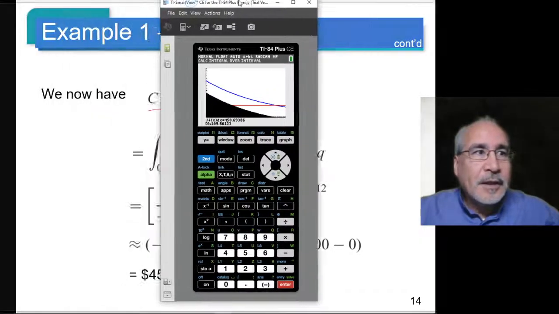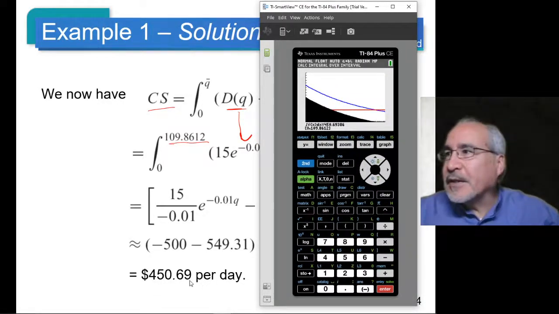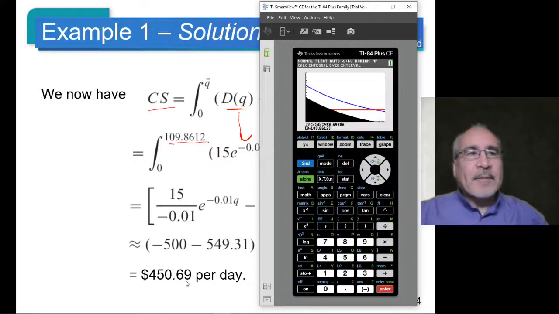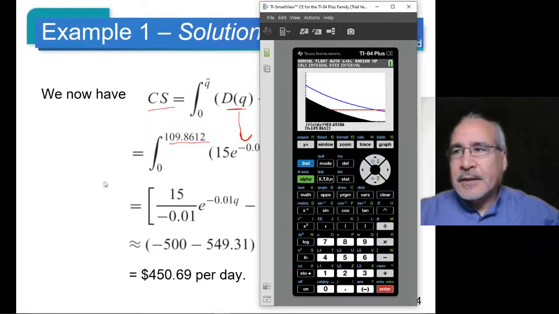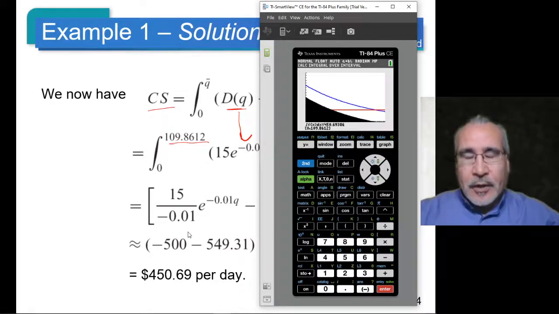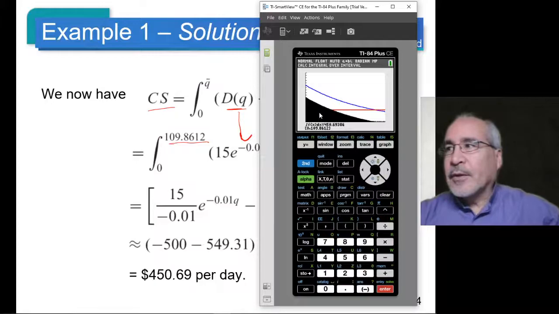Move this over. 450.69, exactly the same thing. So you can do this all by hand if you want. There's this example here, or you can use a graphing calculator. So we do have both options. Just remember, the graphing calculator is required for this course.